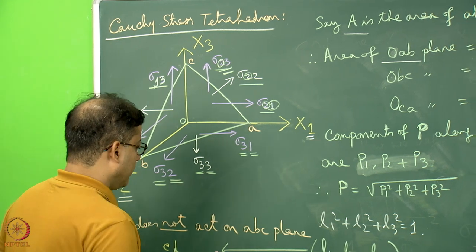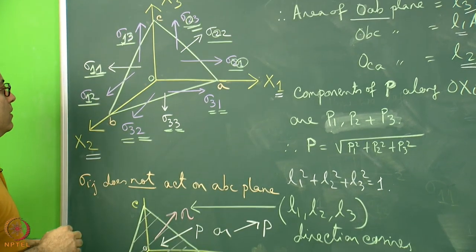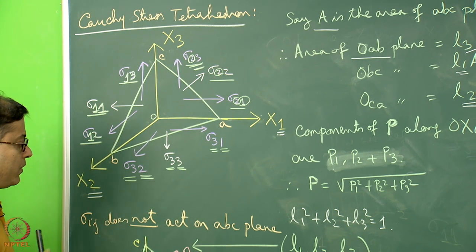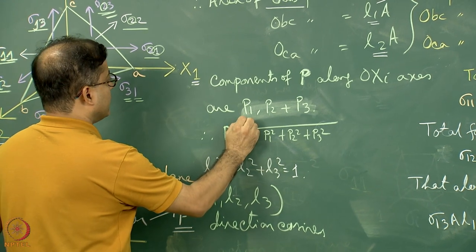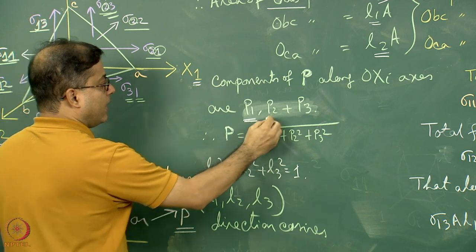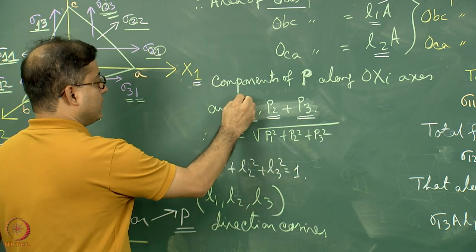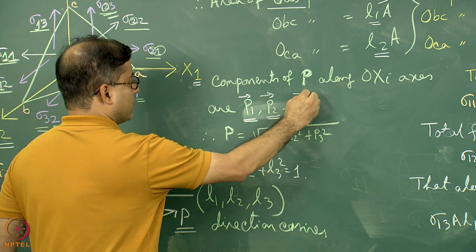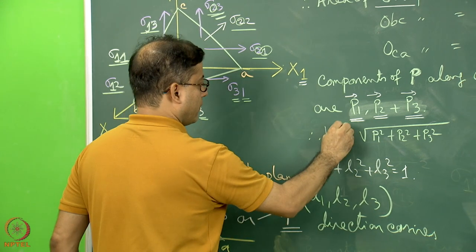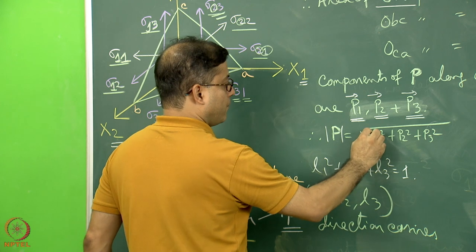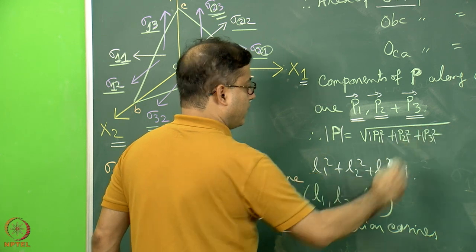Now, if we are thinking that there is a stress P acting on the ABC plane that is counteracting the movement, rotation of the small tetrahedron, we can think that this P has components along direction x1 as p1, along direction 2 as p2 and along direction 3 as p3. So these are the vectors, or we can think as second rank tensors as well. So magnitude wise, p will be equal to the square of p1's magnitude, square of p2's magnitude and square of p3's magnitude.